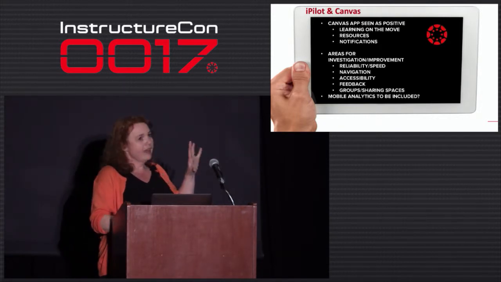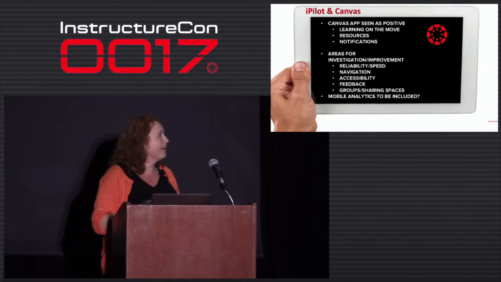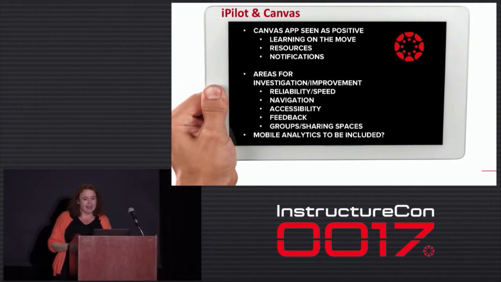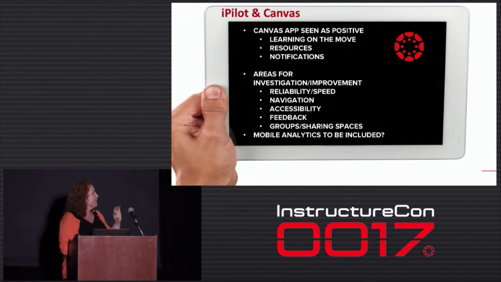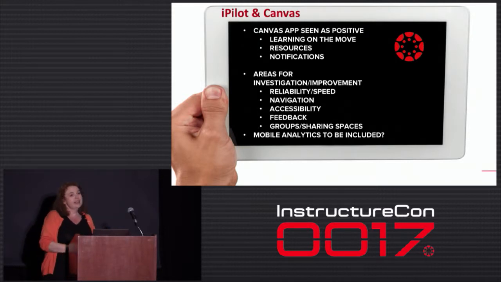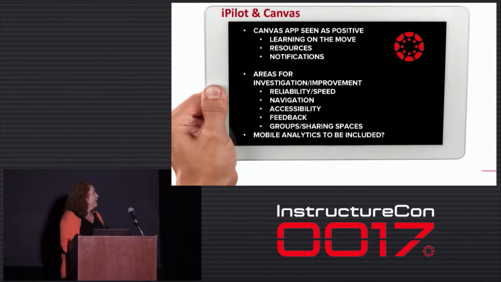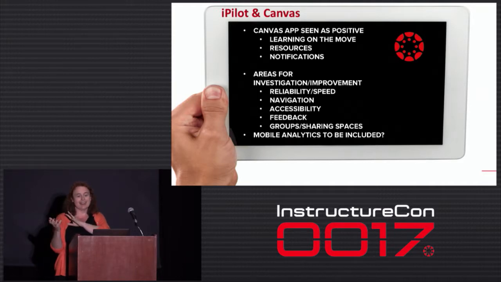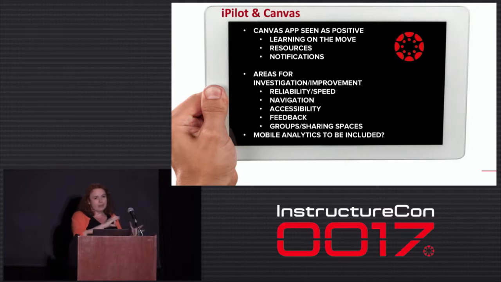In terms of iPilot and Canvas, the Canvas app is seen as really positive. They like the ability to learn on the move, to access the resources, the notifications, all really useful. But areas for investigation and improvement for us are around reliability and speed, seeing what we can do with the navigation, accessibility, accessing feedback. A lot of them say they can't access their feedback. I think that's actually because a lot of the feedback's in Turnitin, but in their minds they don't really see the difference. And what we can do about that group and sharing spaces issue.